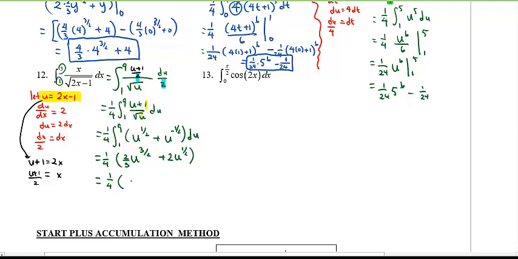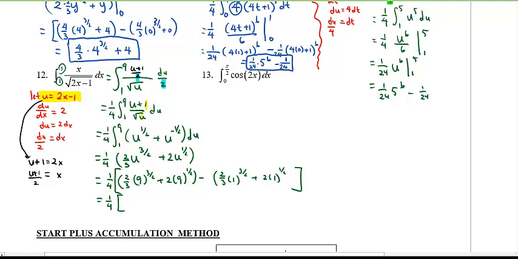Let's evaluate. We'll plug in the number 9 now. So 9 to the 3/2, 2 times 9 to the 1/2, minus, we ran out of space, but nonetheless I'll do that. I'm going to put a big bracket around here too, that 1/4 applies to everything. 2/3 times 1 to the 3/2 plus 2 times 1 to the 1/2. We will simplify.